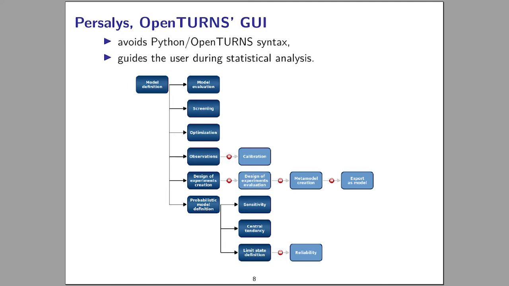So in here, you can see that we have defined the model on the left, so we have access to model evaluation, screening, optimization methods. But we don't have access, for instance, to calibration methods, because we have not set up the observations. As we have defined the probabilistic model just under, you can see that we have access to methods such as sensitivity analysis, central tendency. Yet we cannot yet perform reliability because we have not defined a limit state.